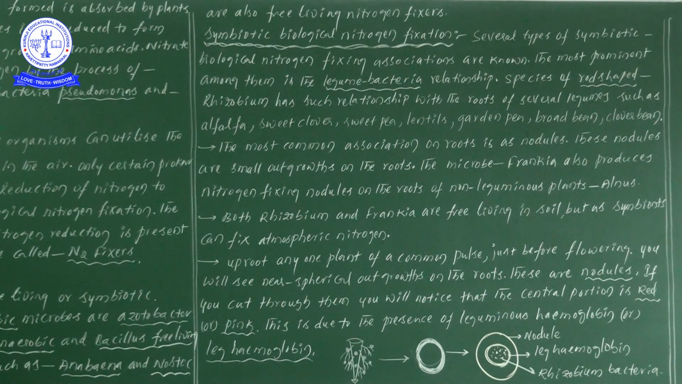Please understand this. Uproot any one plant of common pulses, just before flowering. If you observe the uprooted plant, we need to take care to take a pulse plant. If you uproot any one of the pulse plants before flowering, what we can observe is near spherical outgrowths on the roots. Means here, the spherical shaped structures we will notice on the roots.